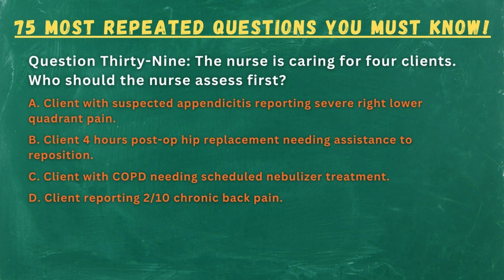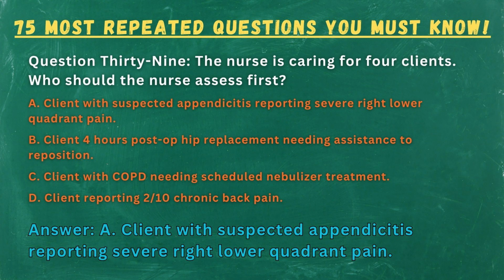Question 39. The nurse is caring for 4 clients. Who should the nurse assess first? A. Client with suspected appendicitis reporting severe right lower quadrant pain. B. Client 4 hours post-op hip replacement needing assistance to reposition. C. Client with COPD needing scheduled nebulizer treatment. D. Client reporting chronic back pain. Answer: A. Client with suspected appendicitis reporting severe right lower quadrant pain.